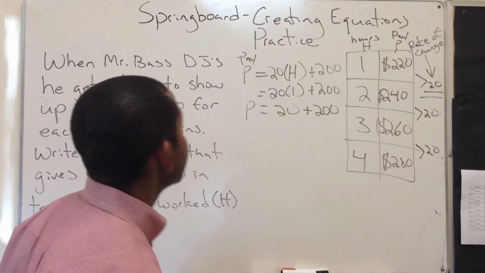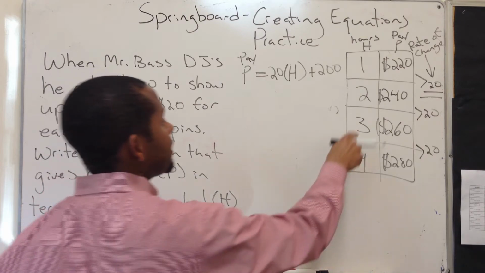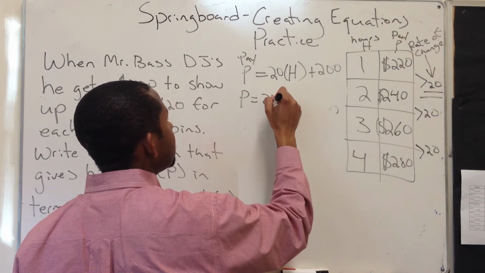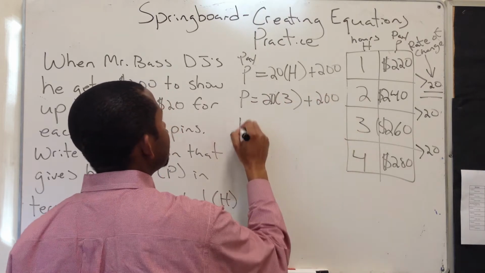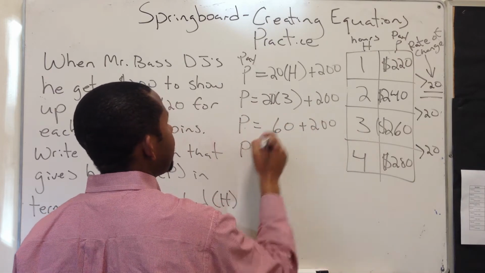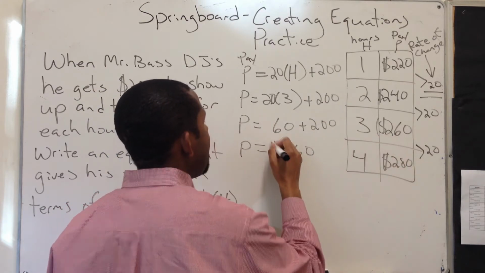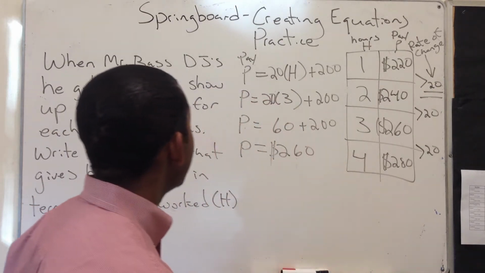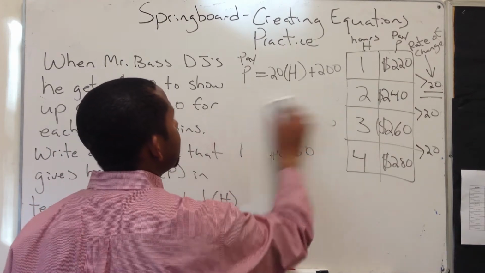So, let's check this bad boy now. Let me plug 3 hours in here just to check. His pay should equal 20 times the 3 hours plus the 200 to show up. Let's see. His pay equals 60 plus 200 for 3 hours, so his pay should equal $260. Boom, there we go. So we have a perfect little equation right there.